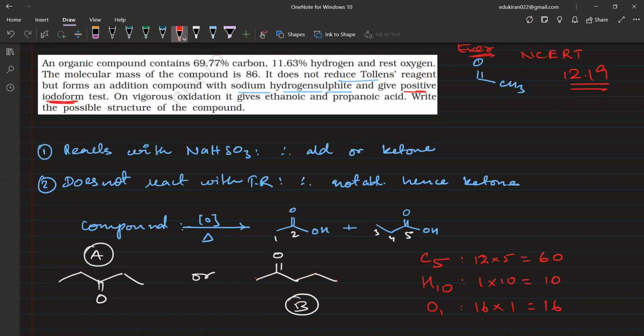So what should we do? 60 upon 86, and we have 10 upon 86, and we have 16 upon 86. Multiply by 100 to get percentage, okay? मिल रहा है आपको? नहीं मिल रहा, देखिए. 60 upon 86 is equal to how much? 0.69. That will be equal to what? 0.6977 करके ही है, so 69% approximately. Okay, but you can go the reverse way also.